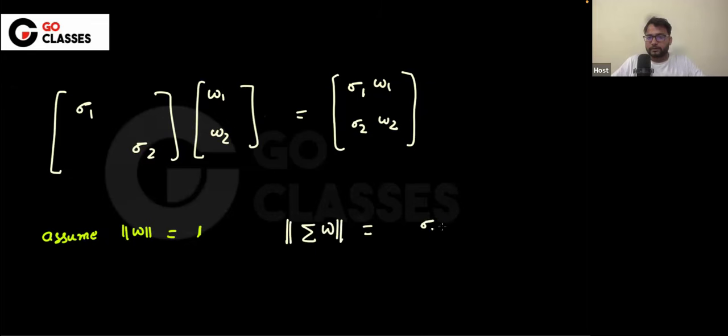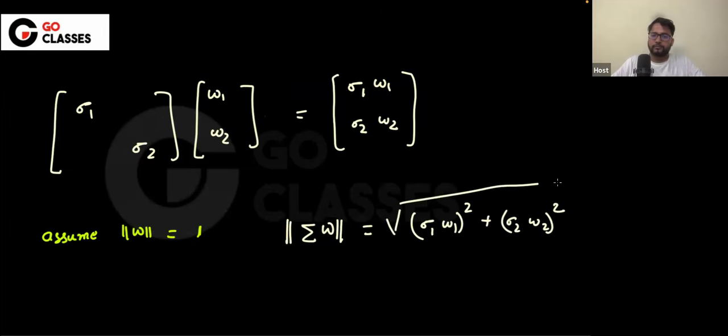It will be sigma 1 w1 square plus sigma 2 w2 square, root, isn't it? Is this fine to everyone? Okay, so suppose these are in the increasing order, which means let's suppose sigma 1 is greater than or equal to sigma 2.